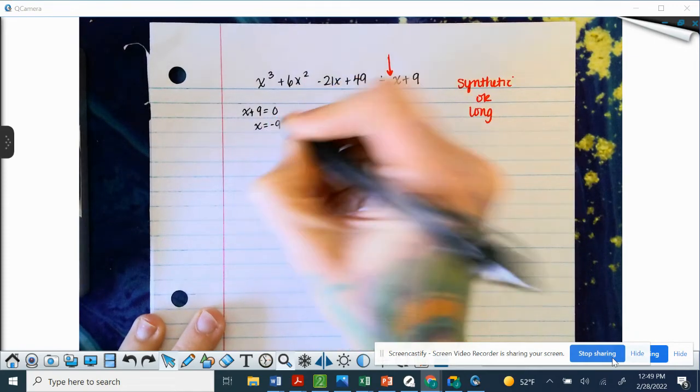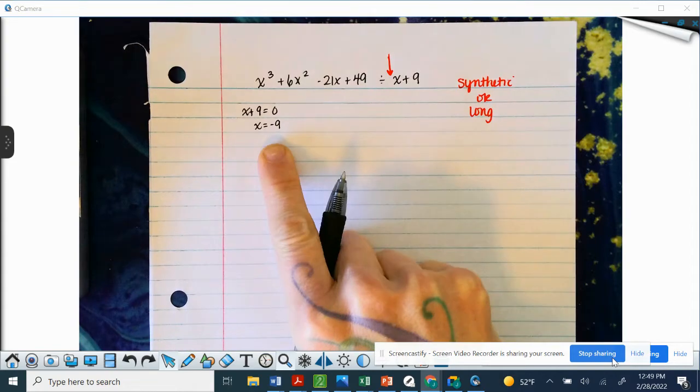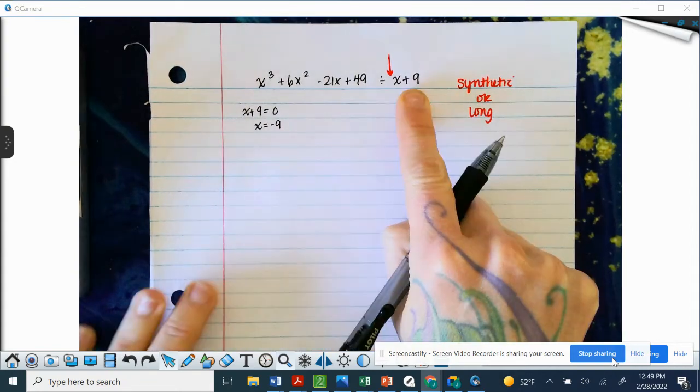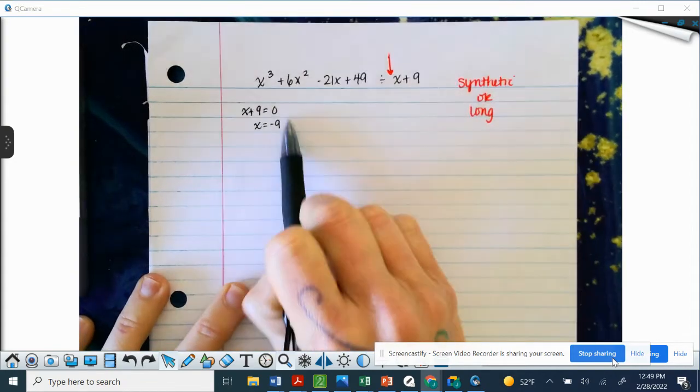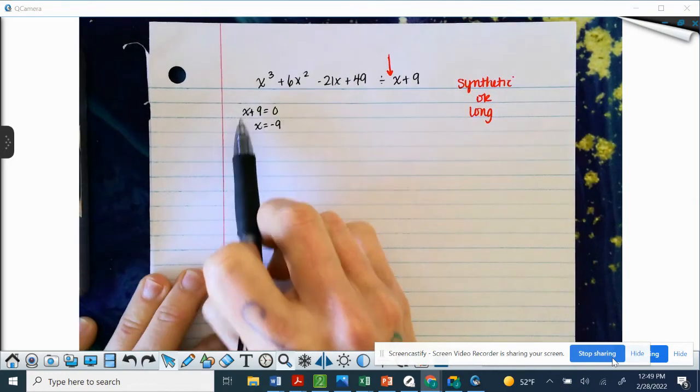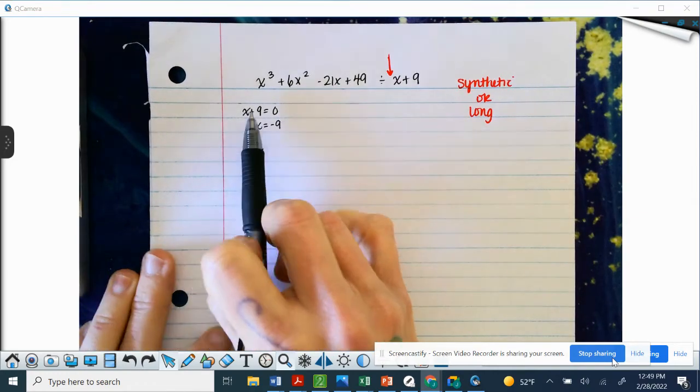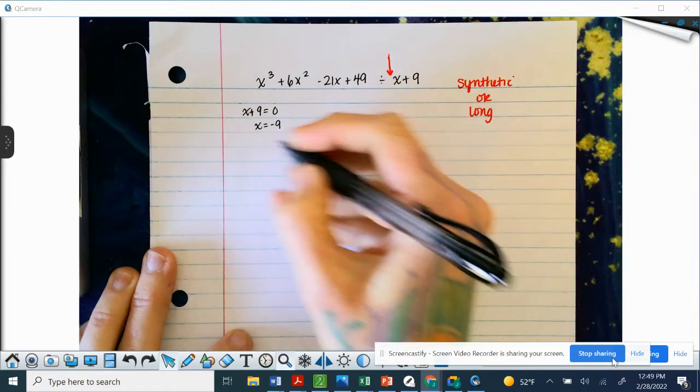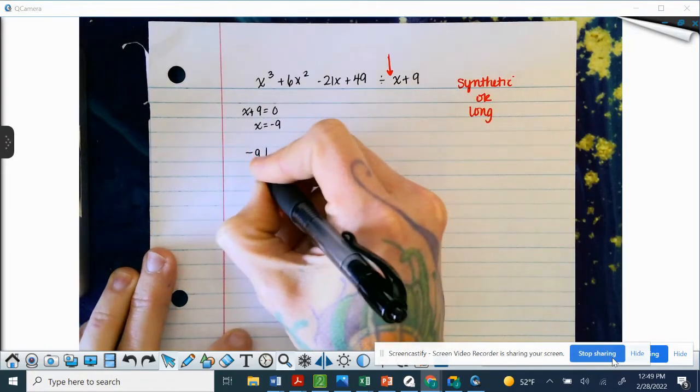Now, this is one of the first places people always mess up. They try to skip this, and they just use a positive 9. So you can either write it out and solve it, which is what I highly recommend in the beginning until you get really comfortable with this, or you'll know that if it's plus 9, then you're going to use a negative 9. So you're going to use a negative 9 up in your box.